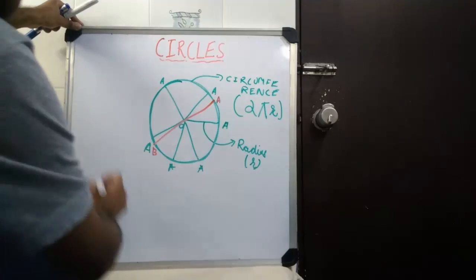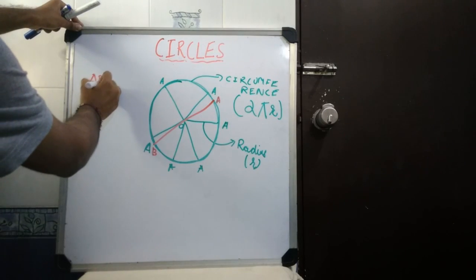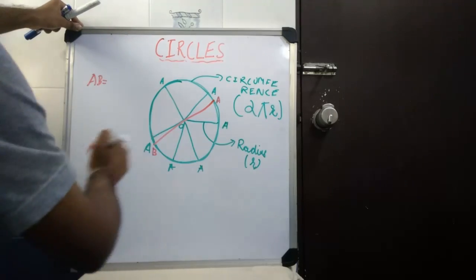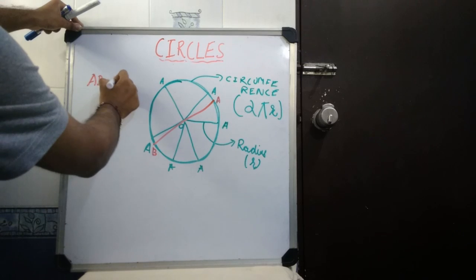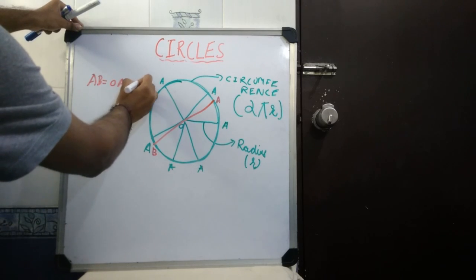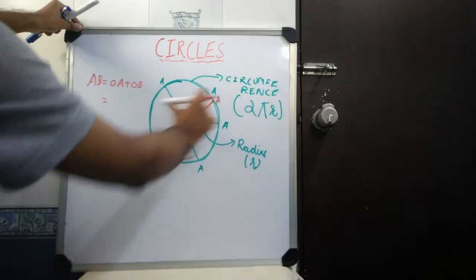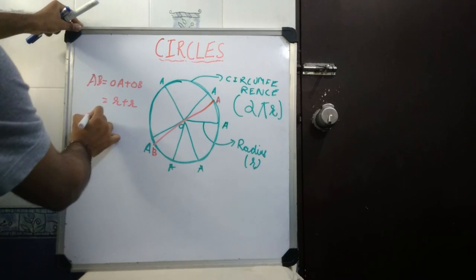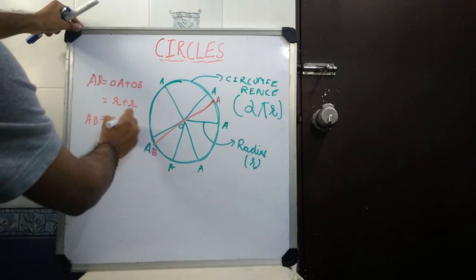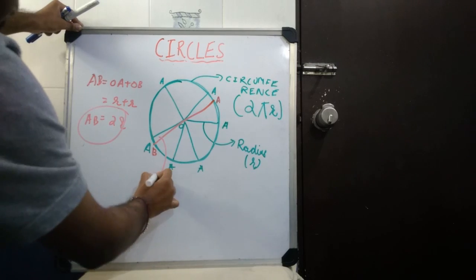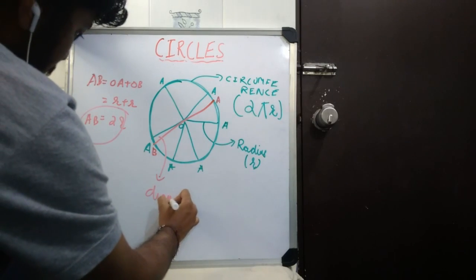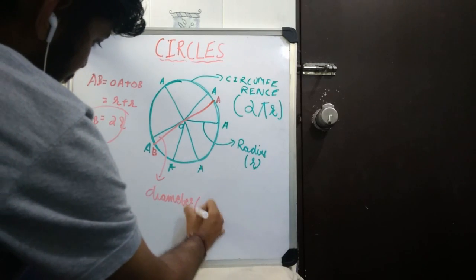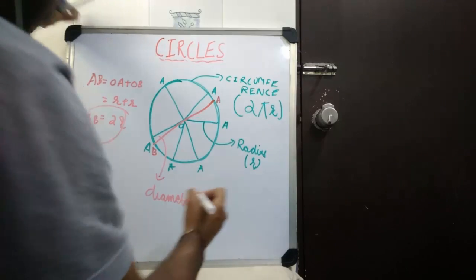Now observe carefully. AB is made up of two radii, OA plus OB. Now what is OA? R. What is OB? Again, that is R. So what is the value of AB? 2R. So this diameter has the value 2R.